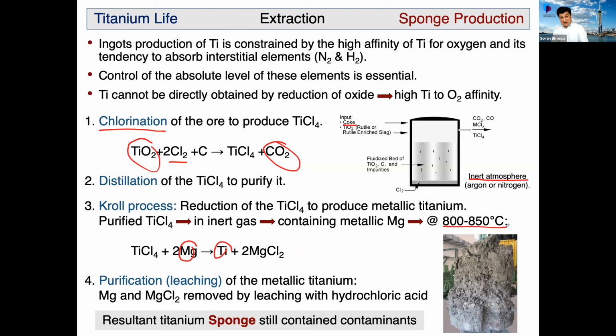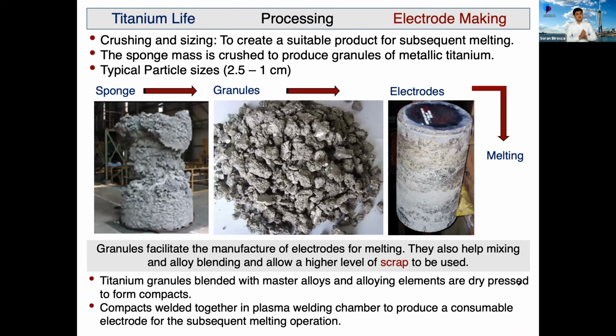And then from that we'll have the sponge. It will be generated, and the sponge, as the name suggests, has a lot of porosity in it. Then you crush it and resize it to a typical size of around 1, 2, or 3 centimeters, and you produce granules for titanium alloy. Why do we do that? Because we want to make an electrode out of it.